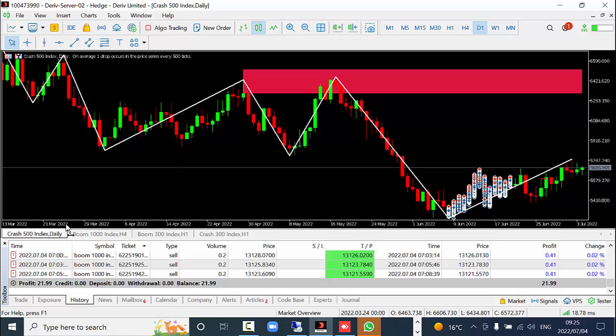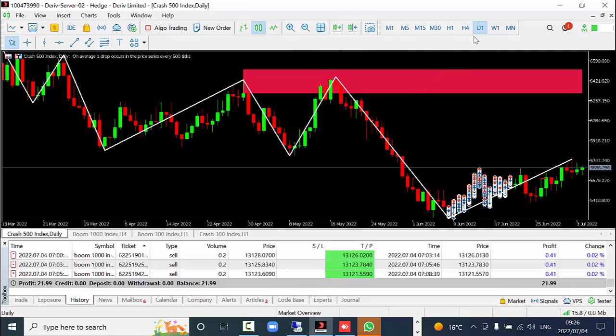So in daily, you can see this is my daily chart. What I'm seeing is I'm buying. If I would trade Crash500, I'm going to buy again, because if you look at the market structure, it's looking like it's going to be bullish in daily. In the lower time frame, there could be an obstacle, which I'm going to show after I finish here.